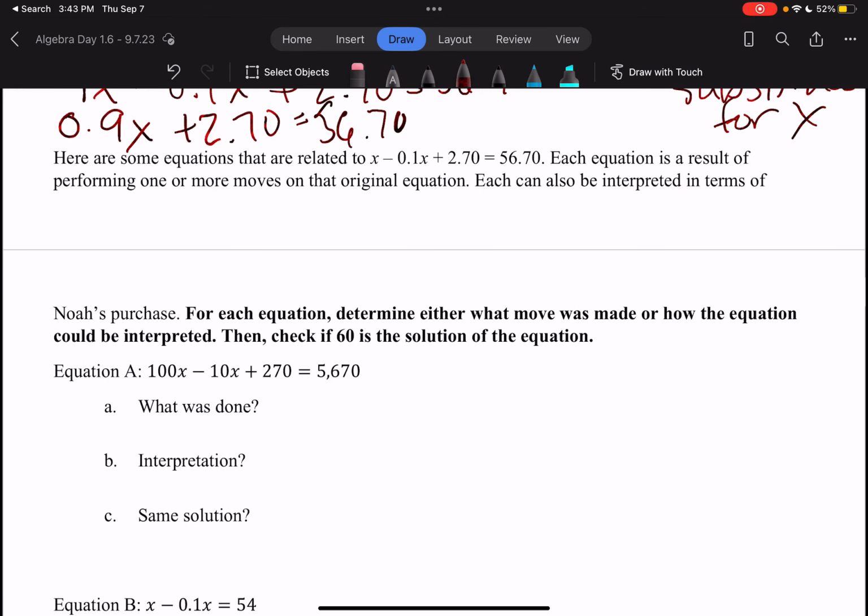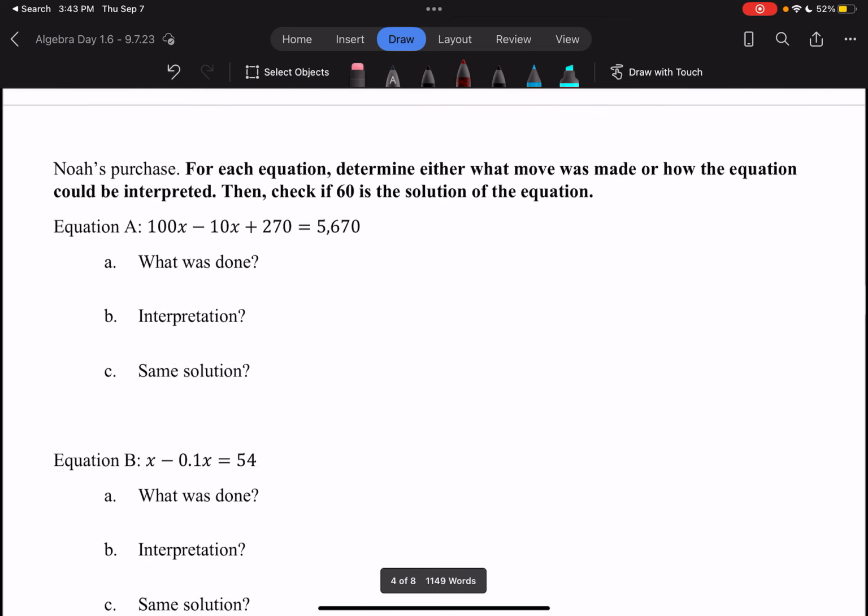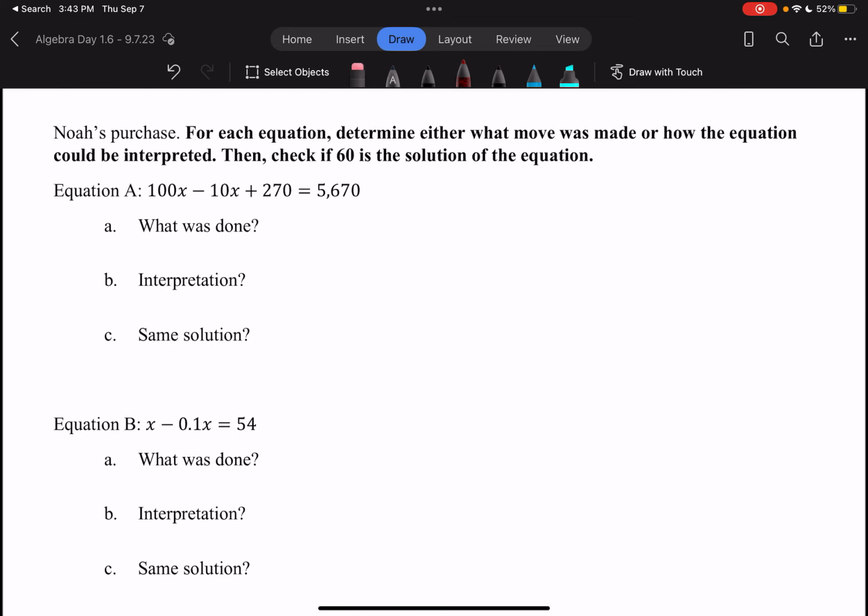So now it's going to give us some equations that are related to this equation. Each equation is the result of performing one or more moves on that original equation. Each can also be interpreted in terms of Noah's purchase. For each question, determine either what move was made or how the equation can be interpreted, then check if 60 is the solution of the equation. So what you're doing here is looking at what was done.